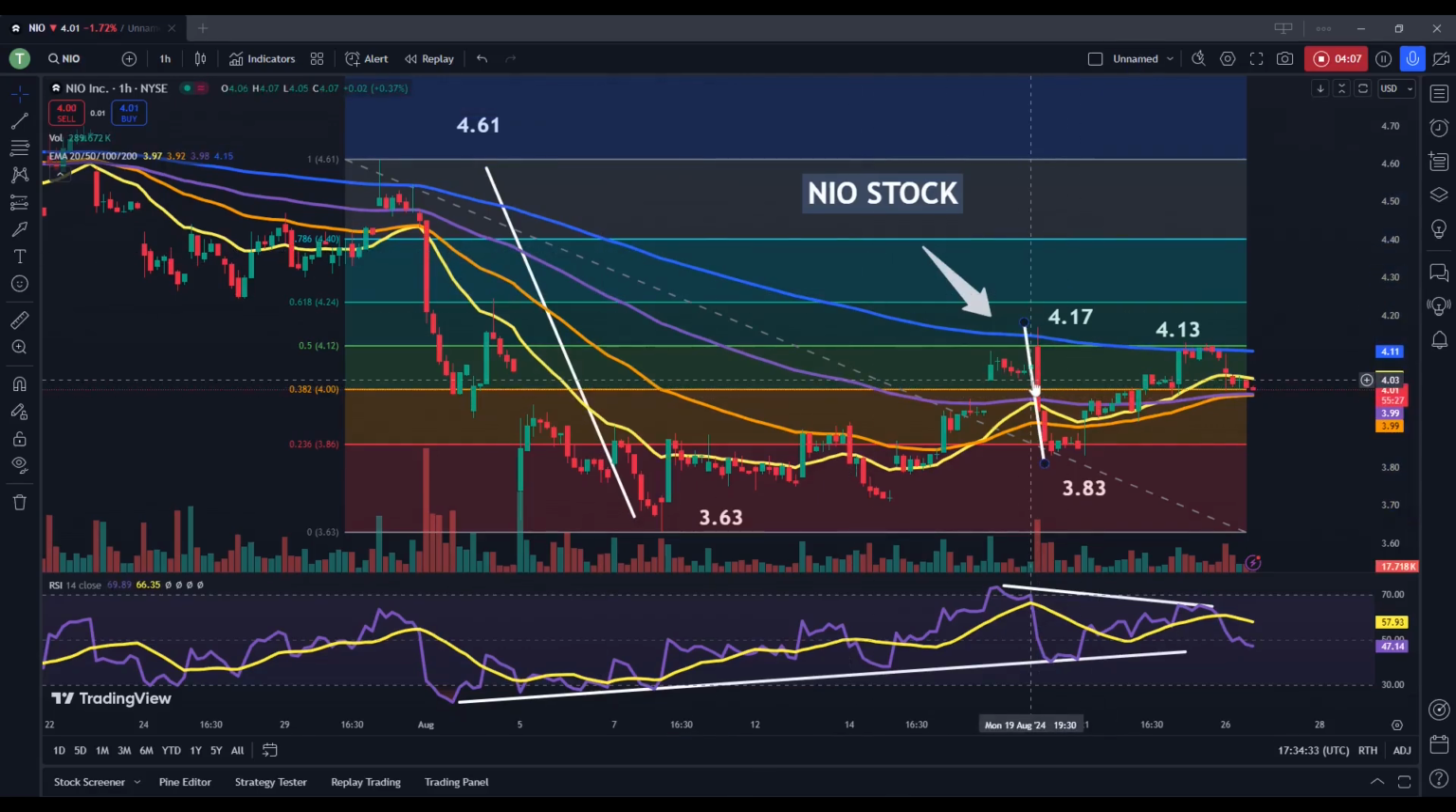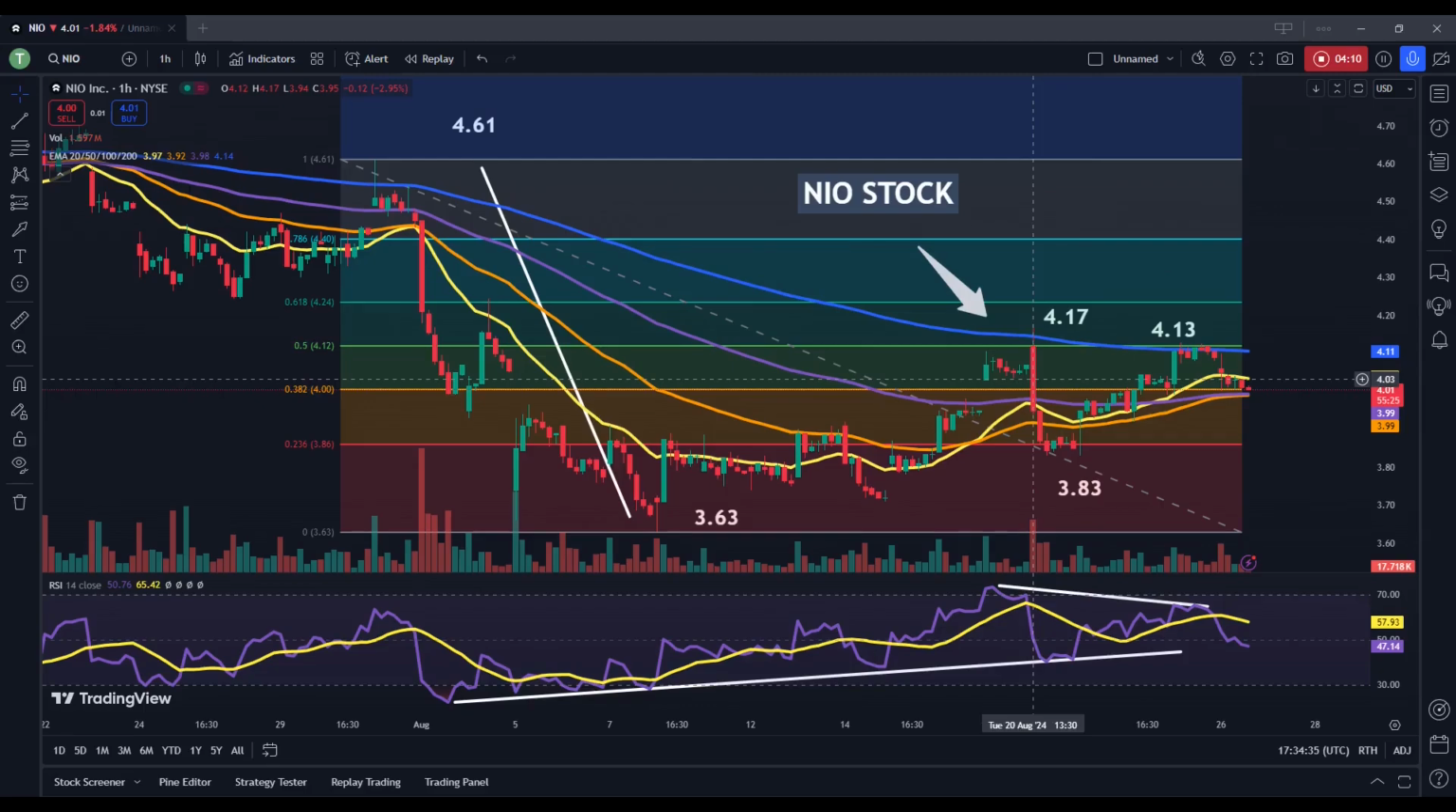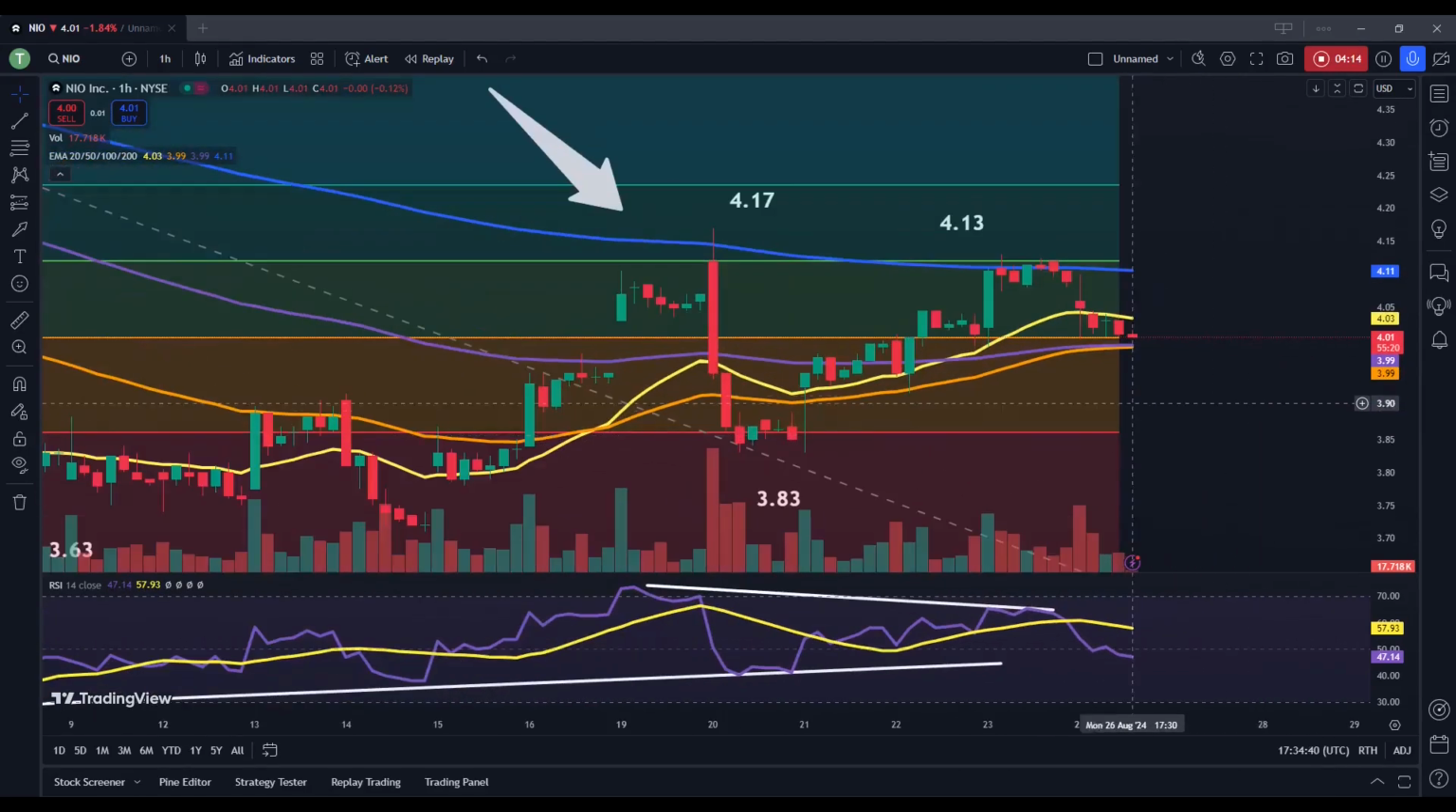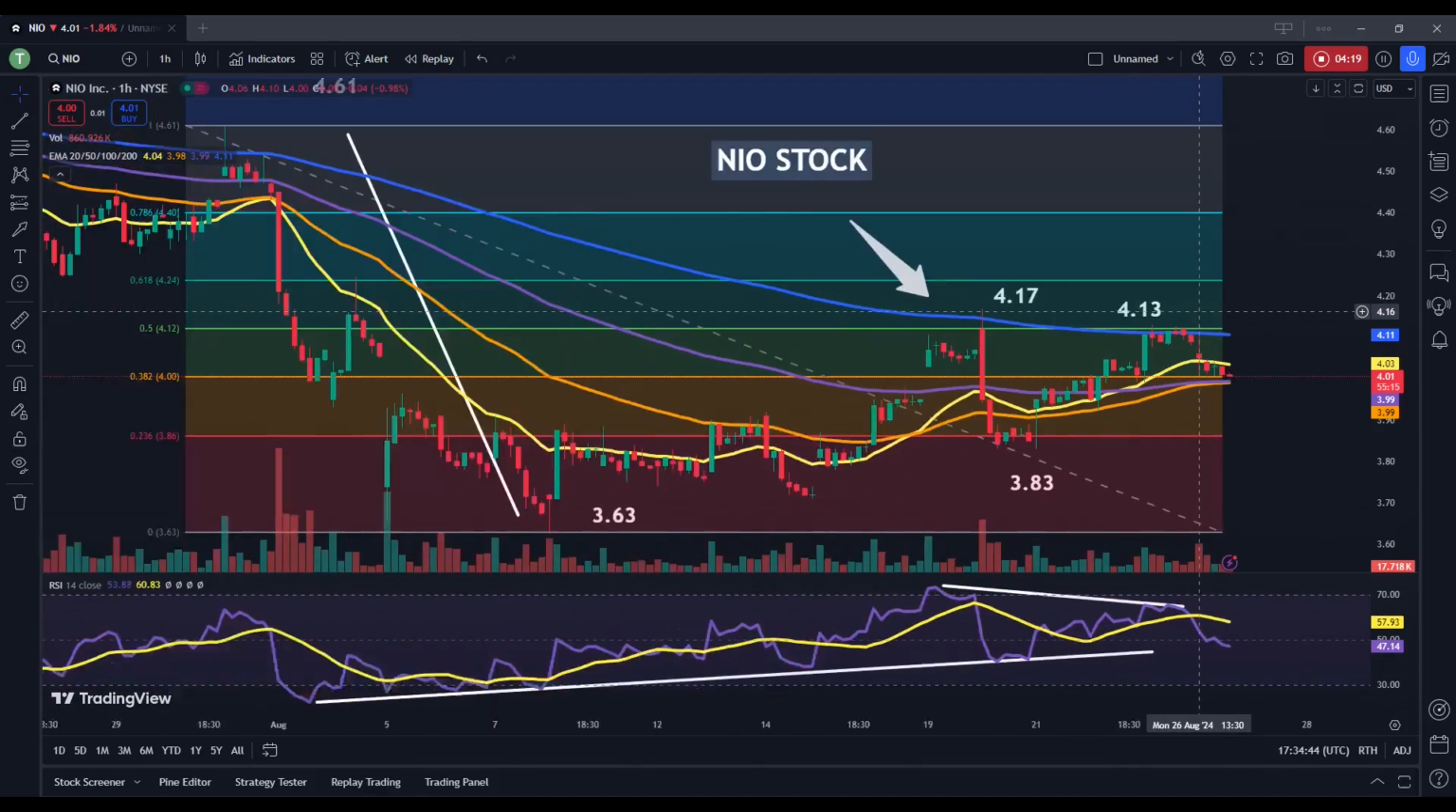So with all of this in mind, this $4.12 level is very critical going forward. We really do need to see a break above here if we do expect share prices to start to form a firm base here and really start to make a convincing move higher.